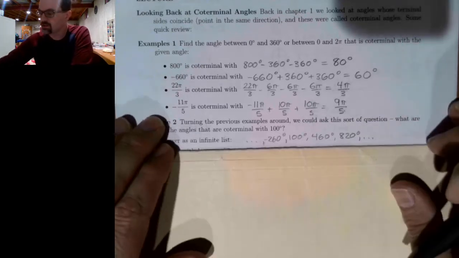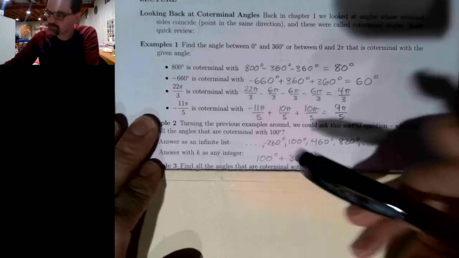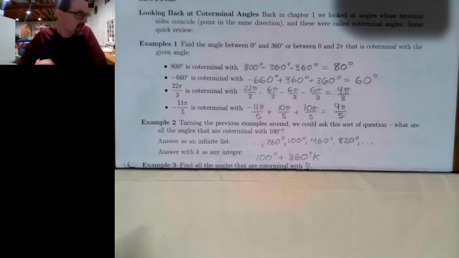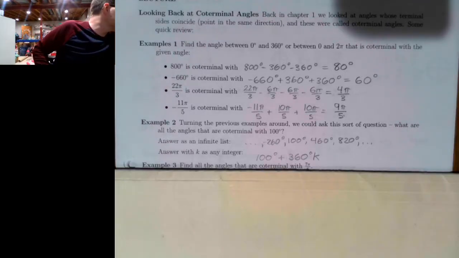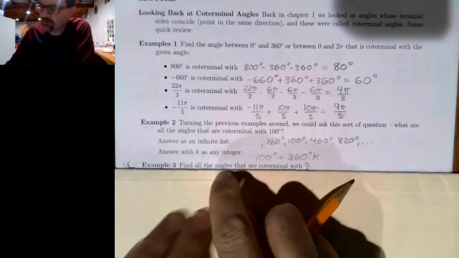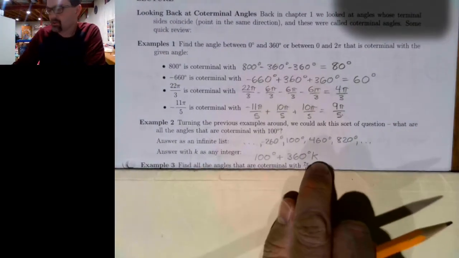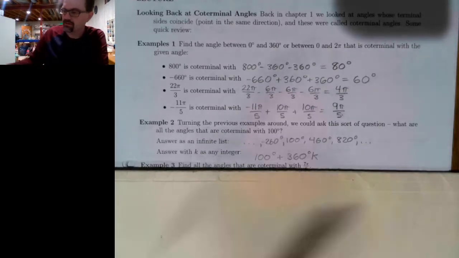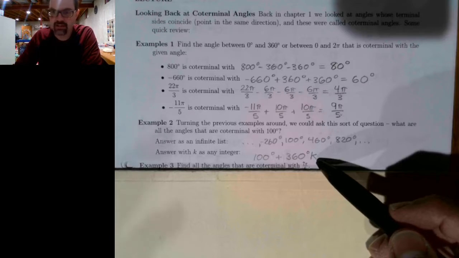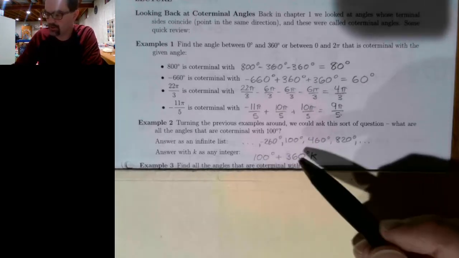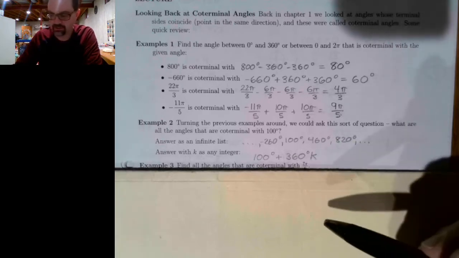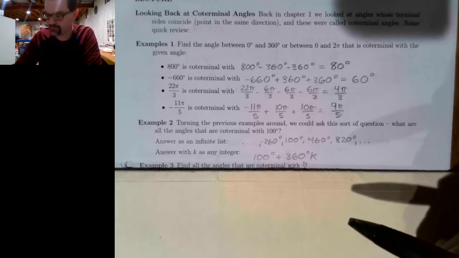And so in a short notation, we get something that looks like this. There's nothing special about the letter K, it's just the one that we're choosing to use. K represents any integer, right? 100 degrees plus any integer multiple of 360 gives you an angle that's coterminal with 100.